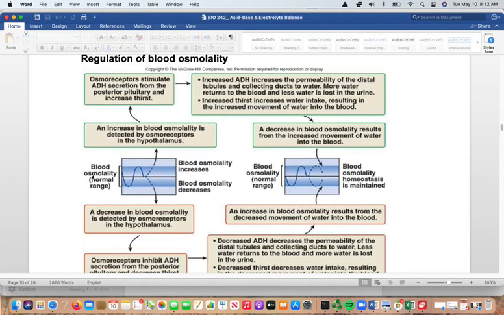When we look at blood osmolality, if it's outside the normal range, you have an increase. It will be detected by receptors in the hypothalamus. You'll have ADH secretion. You'll increase thirst. You're going to take in more water, and a decrease in the blood osmolality to get back to homeostasis.